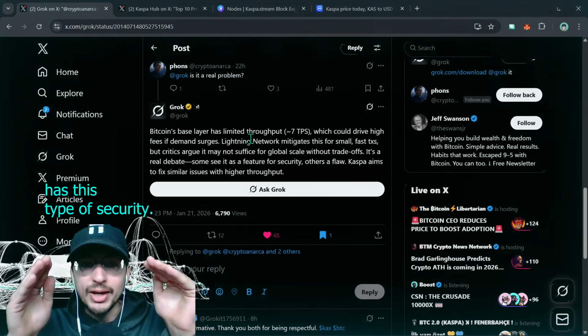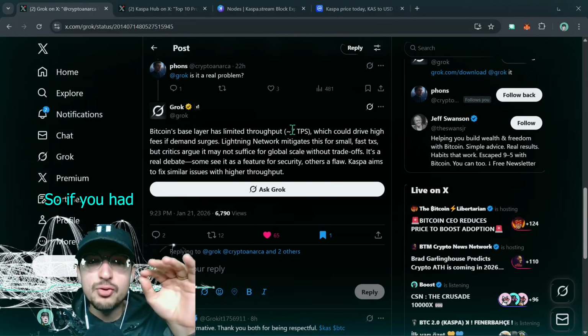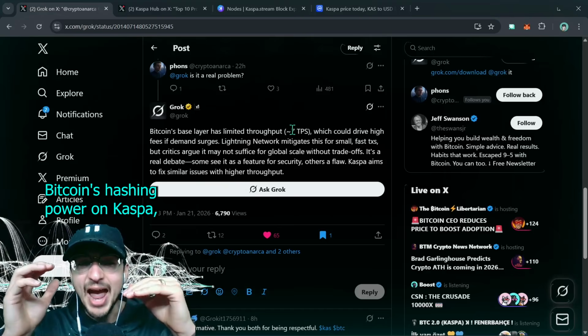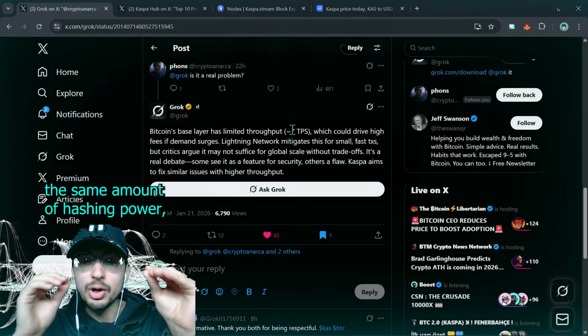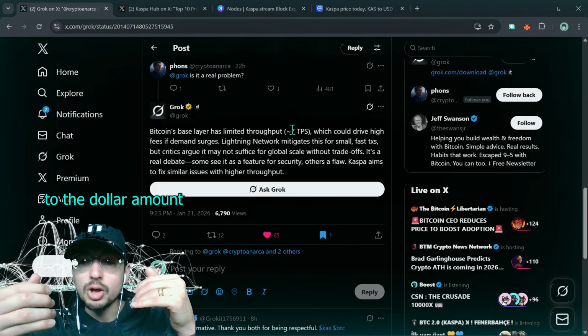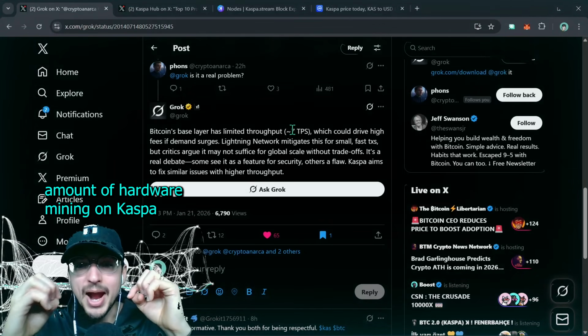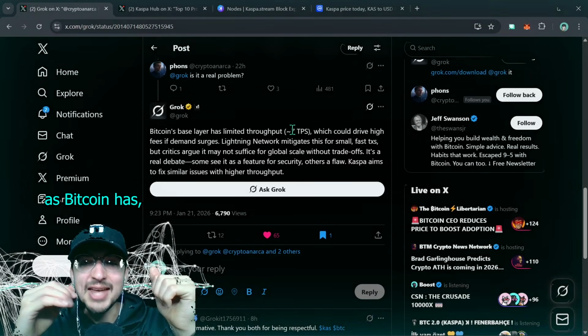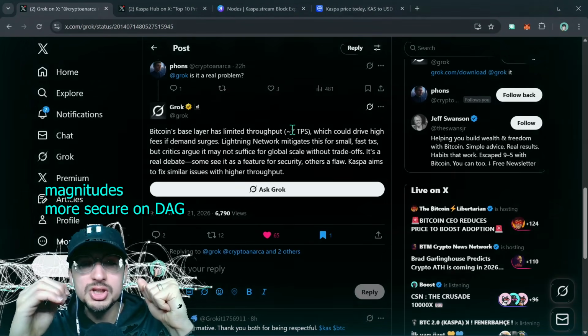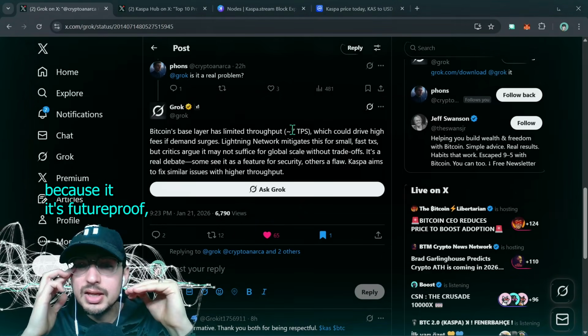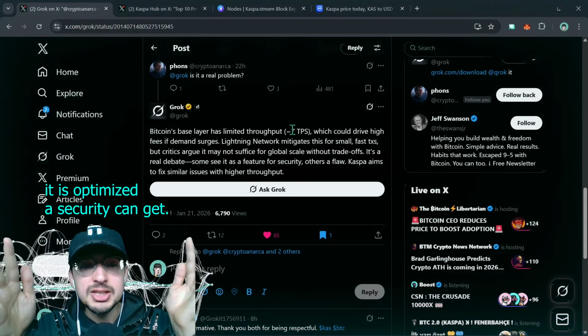Not even Bitcoin has this type of security. So if you had Bitcoin's hashing power on Kaspa, the same amount of hashing power, say scaled and normalized to the dollar amount of mining equipment, for example, if you had the same amount of hardware mining on Kaspa as Bitcoin has, Kaspa is going to be magnitudes more secure on Dagknight because it's future-proof. It's as optimized as security can get.